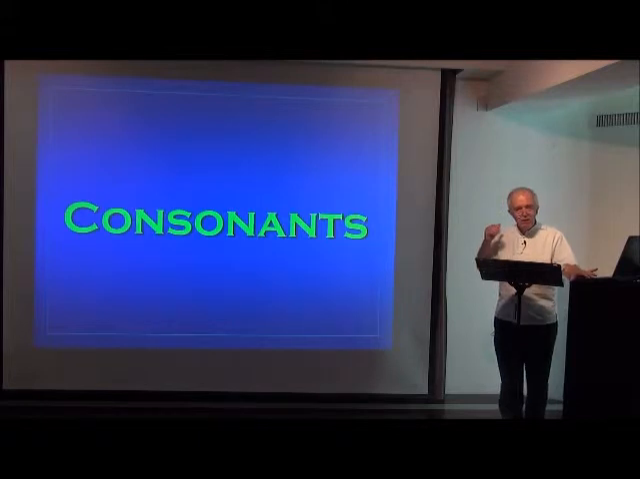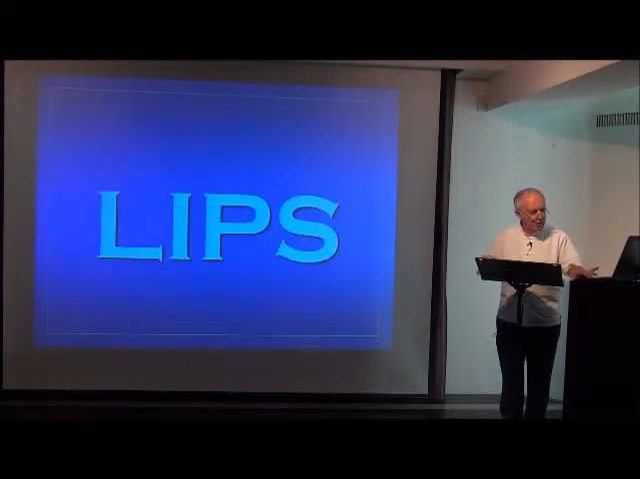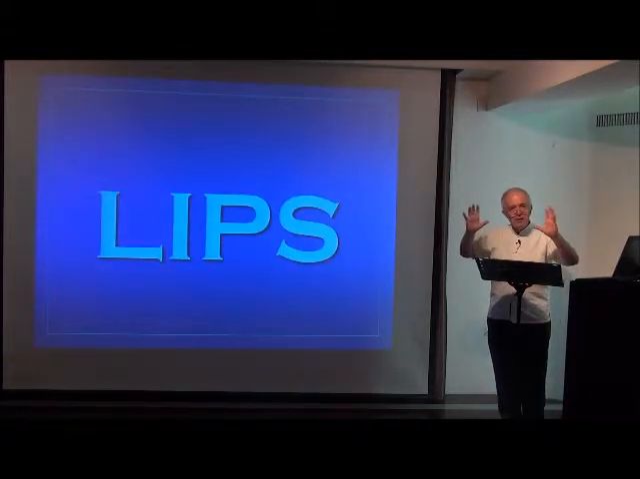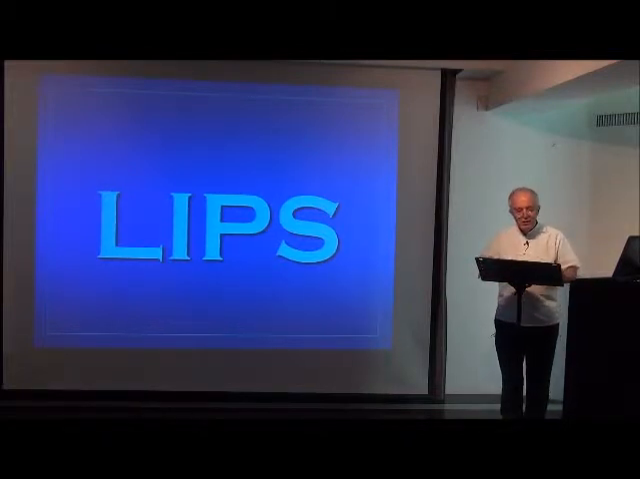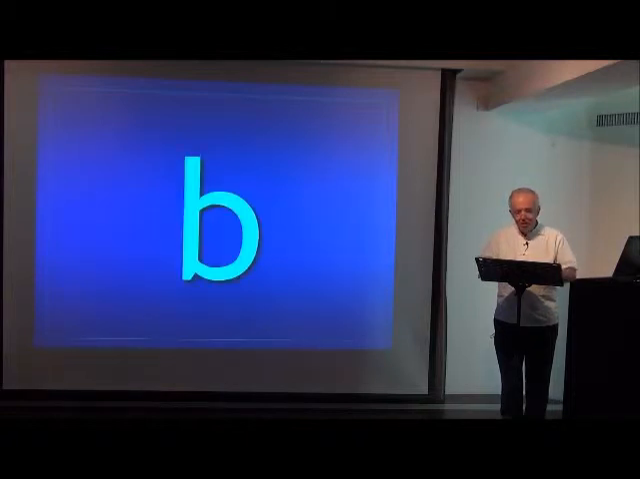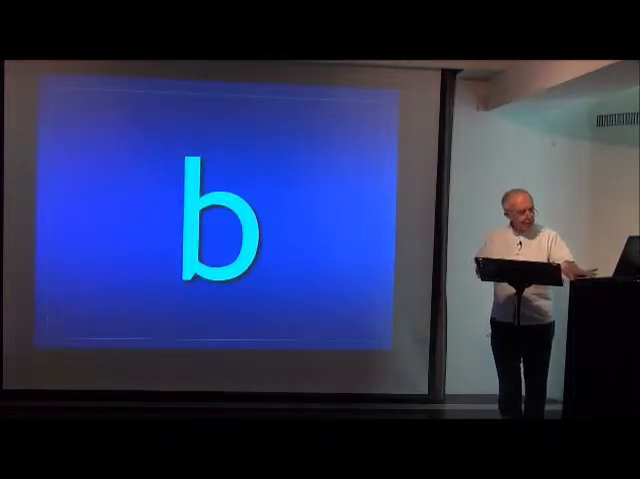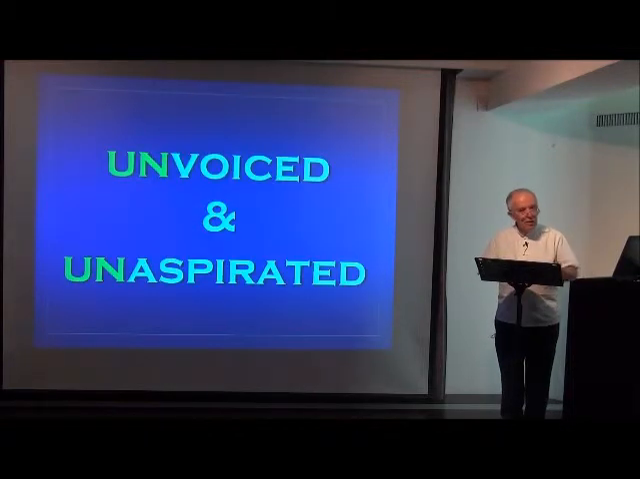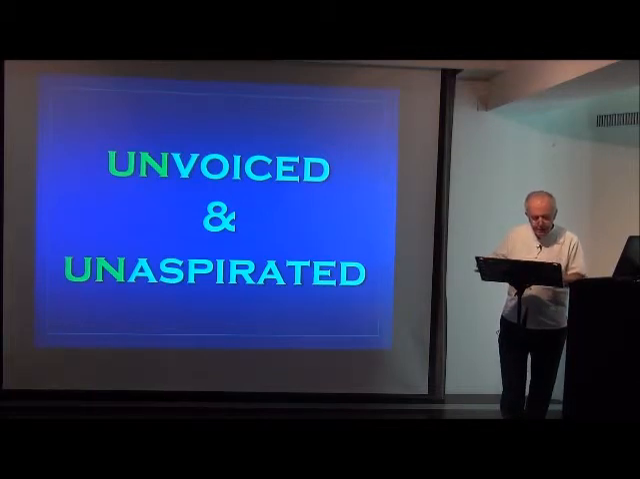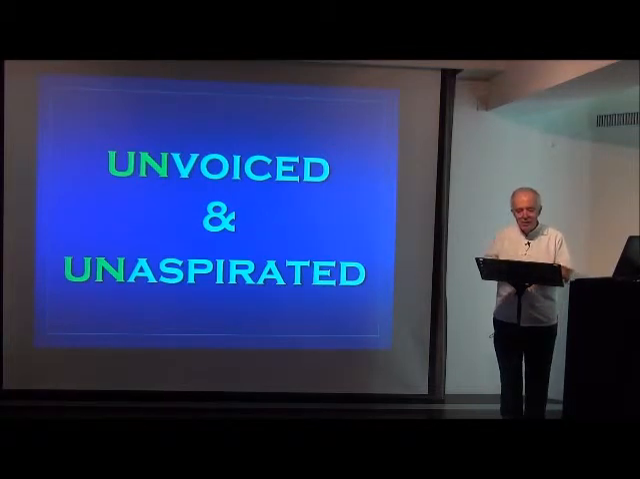Okay, now let's move on firstly to the consonants. Consonants come in 6 groups, and the first group is to do with the lips. Let's look at the first one, B. And what's key to note about this is 2 things. Firstly, B is not voiced, and secondly, it's not aspirated. Let's think about that. What does that mean? Not voiced and not aspirated.